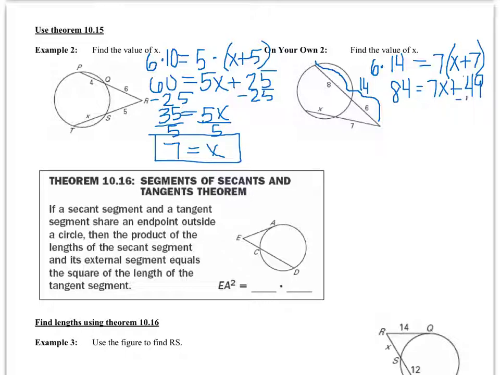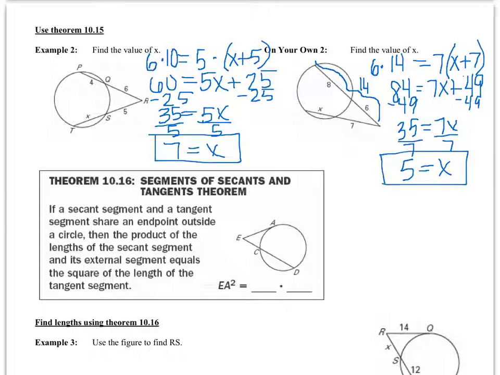We'll subtract 49 from both sides here. And we have 35 equals 7x. Divide both sides by 7, and x equals 5. And my question had said find the value of x, so this is indeed my answer.